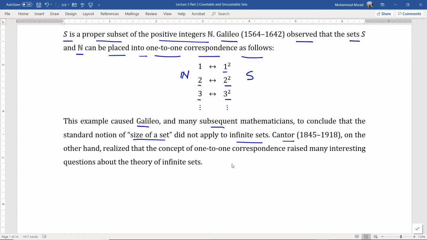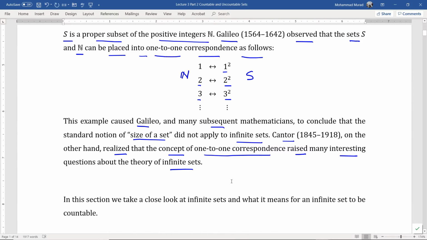Cantor, on the other hand, realized that the concept of one-to-one correspondence raised many interesting questions about the theory of infinite sets. In this section, we take a closer look at infinite sets and what it means for an infinite set to be countable.